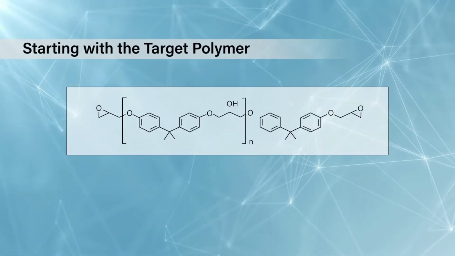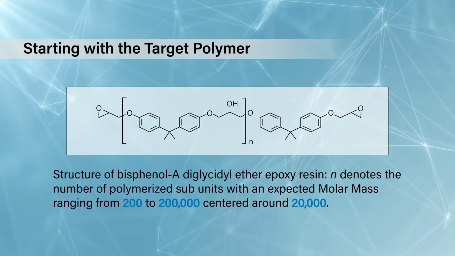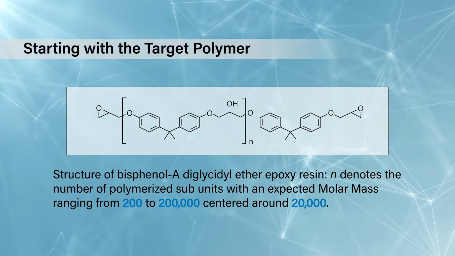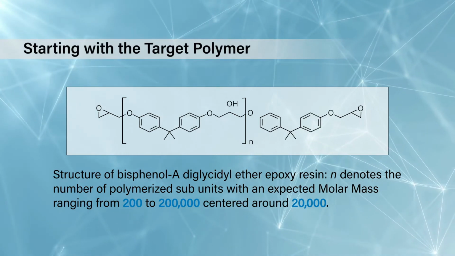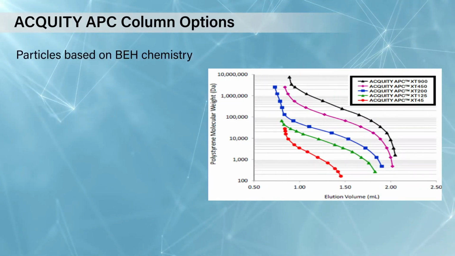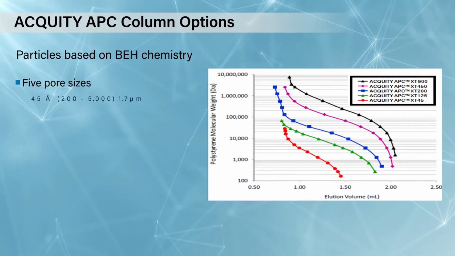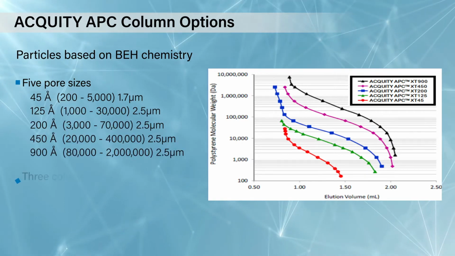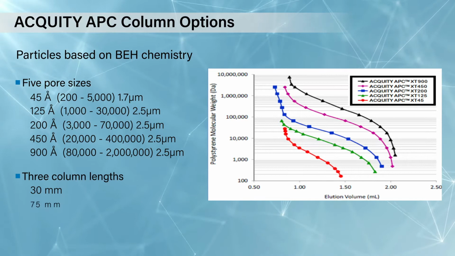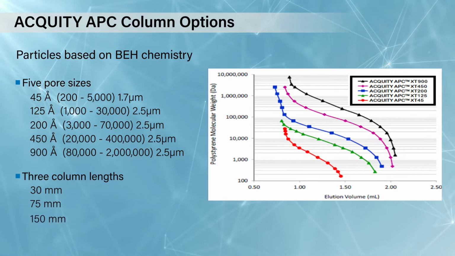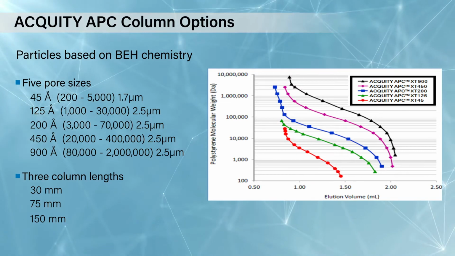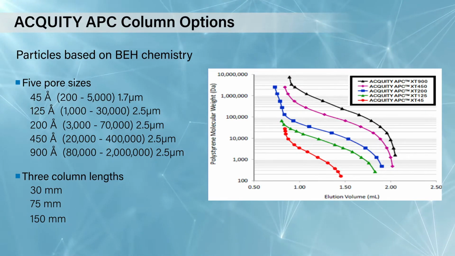So to start with, you'd look at your target polymer, especially the molecular weight range. So this is 200 to 200,000 molecular weight polymer, centered around 20,000. So we'll look at what columns are available to us. So you have 5 different pore sizes here, going from 45 angstrom, very small, very high resolution column with a 1.7 micron particle size, going all the way up to a 900 angstrom, 2.5 micron particle for the larger polymers, and that takes you up to 2 million molecular weight.